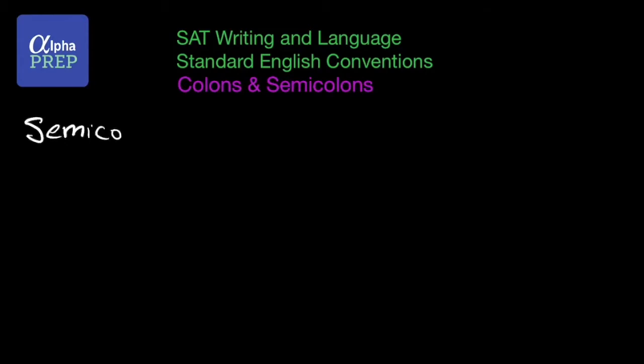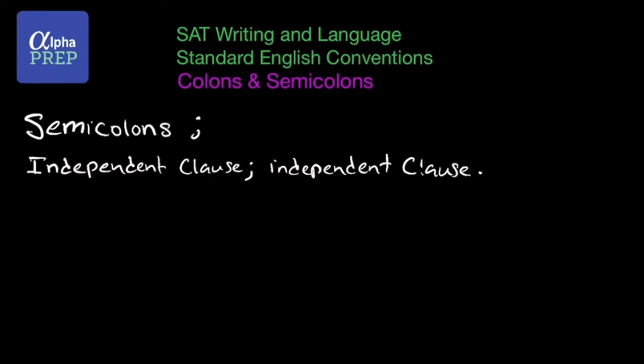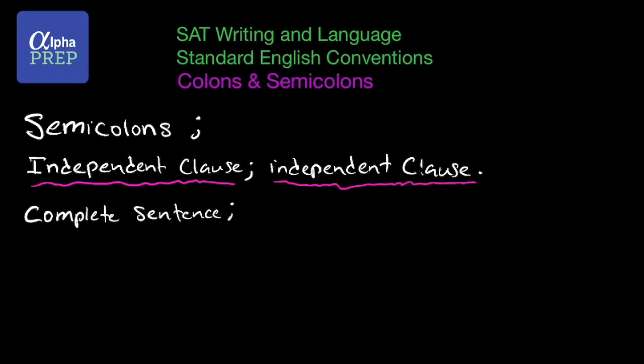So let's talk about semicolons. Semicolons are used to separate two independent clauses. So you're going to have an independent clause, then a semicolon, and then another independent clause. And that's it. So what do I really mean by independent clause? Well, an independent clause is part of a sentence that could be a complete sentence all on its own. So this actually makes our lives a lot easier, because basically all that we need is a complete sentence on both sides of the semicolon.